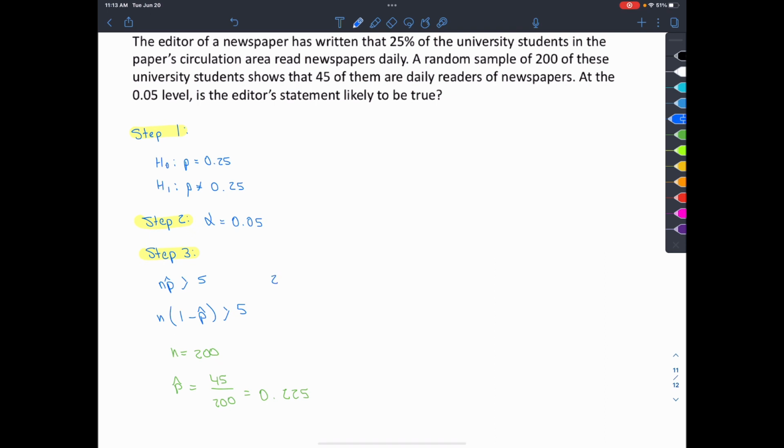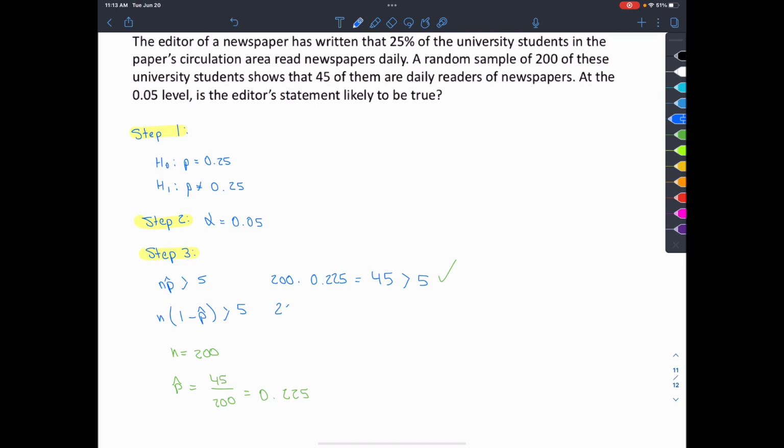That's 200 times 0.225, which is going to be equal to 45, which is greater than 5. So that test is passed.